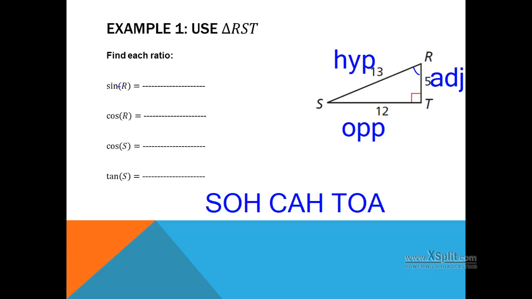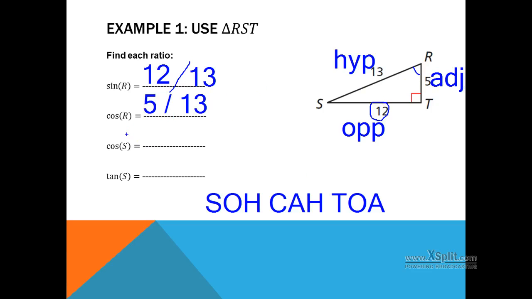If we want to write the sine of angle R, remember sine is opposite over hypotenuse, so I'm going to take my opposite side, 12, and divide that by my hypotenuse, 13. Same thing with cosine. Cosine is adjacent over hypotenuse, CAH, adjacent over hypotenuse, so I'm going to go ahead and just write 5 divided by 13.